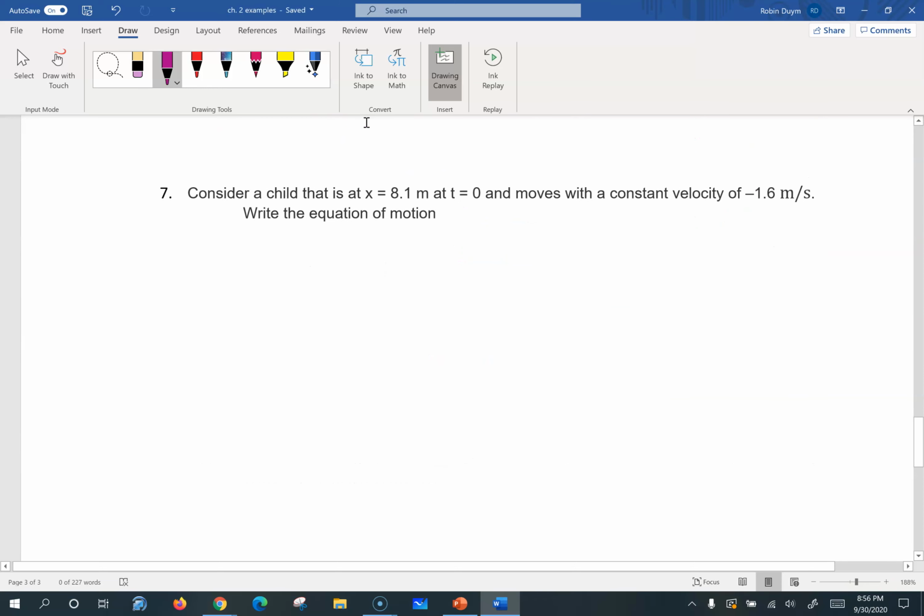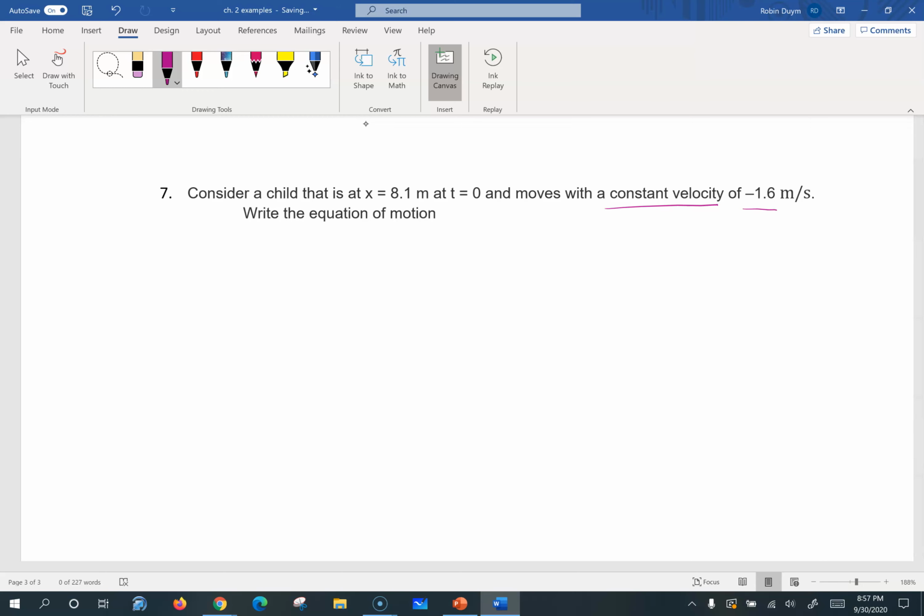All right, I think this is our last one. Consider a child that is at x equals 8.1 meters at t equals 0. So that just means if we start a stopwatch, this kid is 8.1 meters ahead of some origin that we chose. And they're moving with a constant velocity of negative 1.6 meters per second. Write the equation of motion.